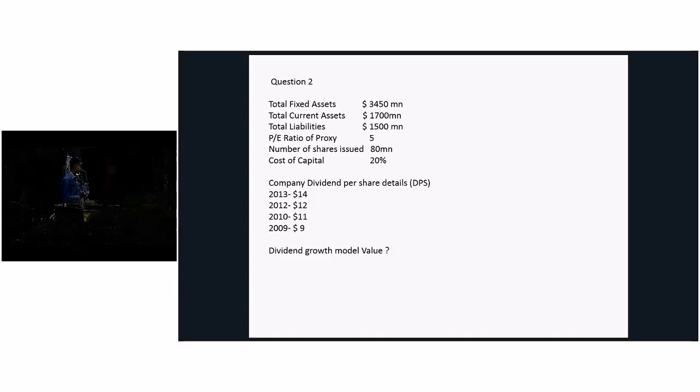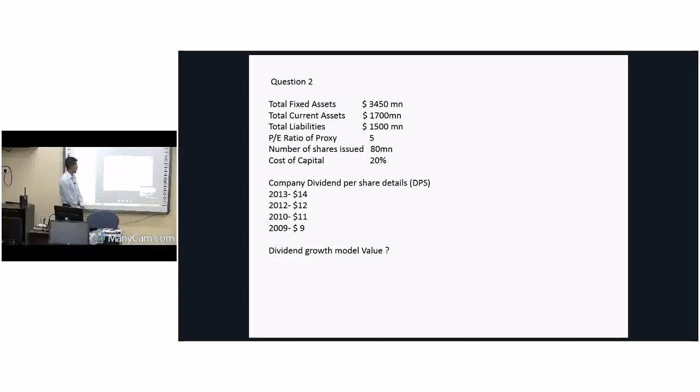But what we want is to calculate, based on this information, the value of the business based on the dividend approach or the income approach. So this is the information that you have been given. You have been given the PE ratio. You know what the PE ratio is, the price earning ratio. The number of shares issued is given. Cost of capital is given, and plus they have given some information: dividends per share for the last few years.